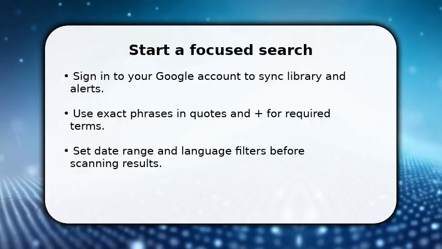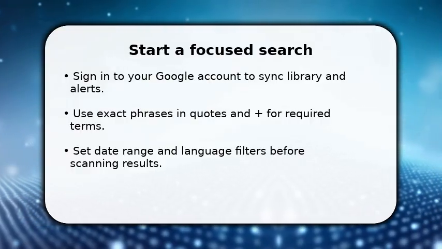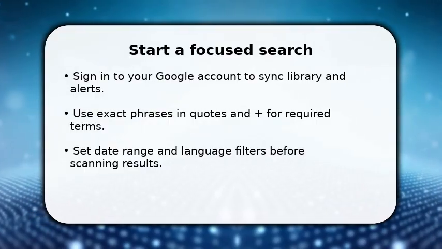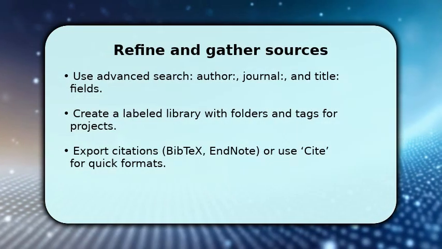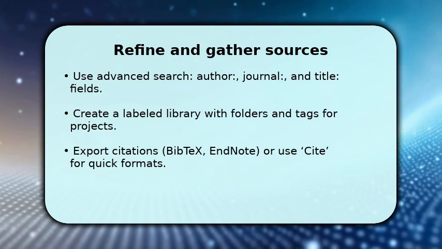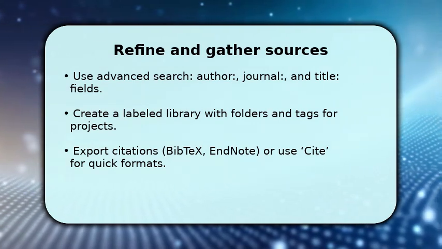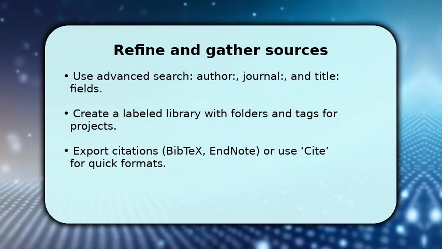As you scan results, hover the title for quick context and click Cited By to see impact. This gets you from broad to focused fast. Next, refine using advanced search fields like author, journal, or title to find specific contributions. This avoids sifting irrelevant hits.